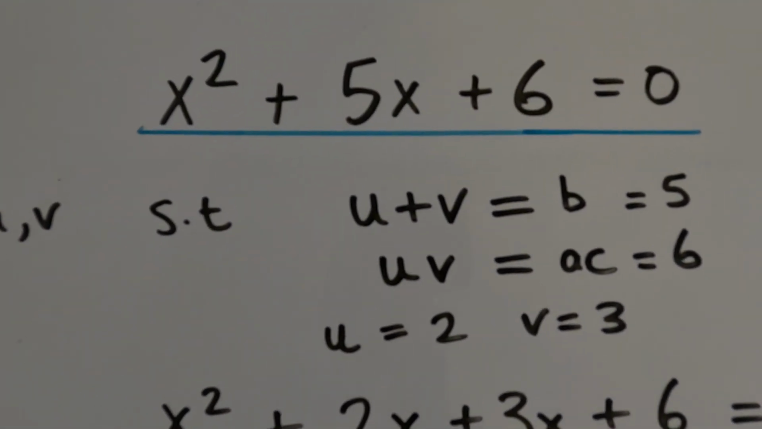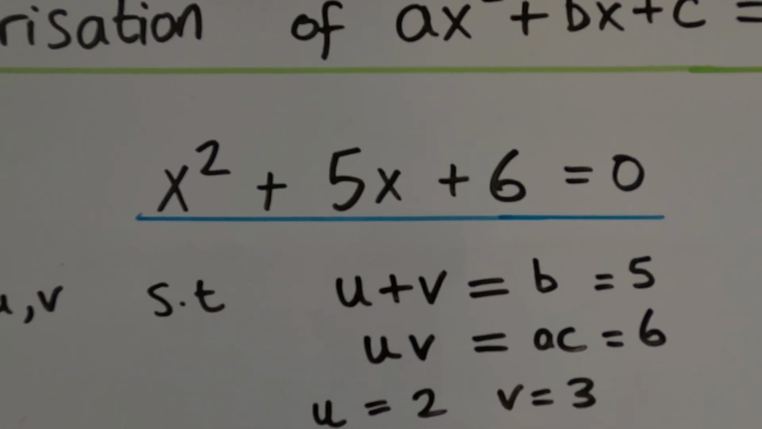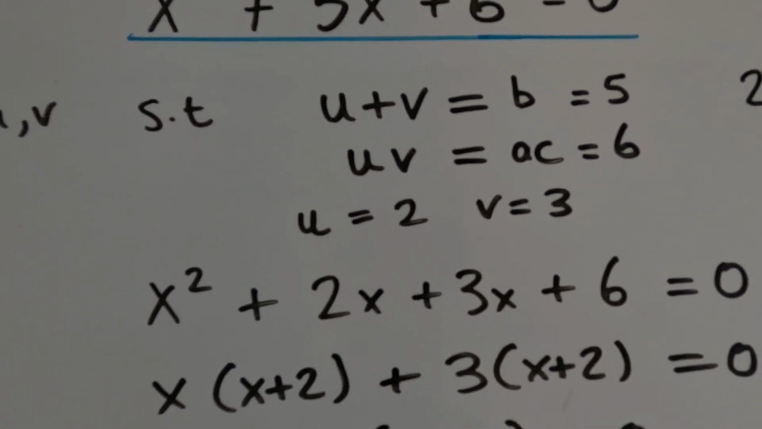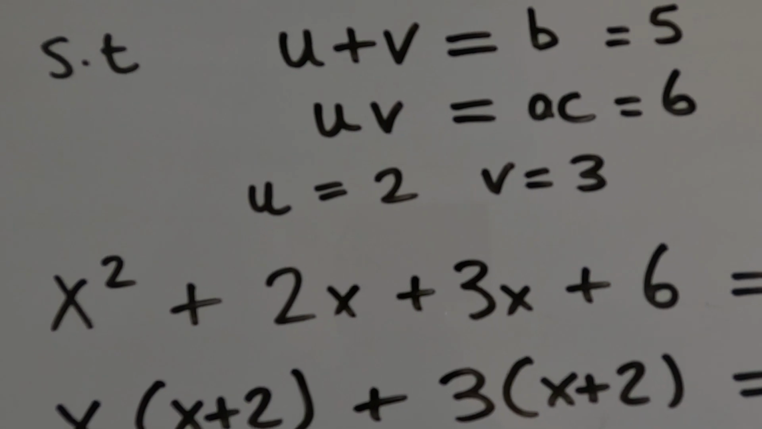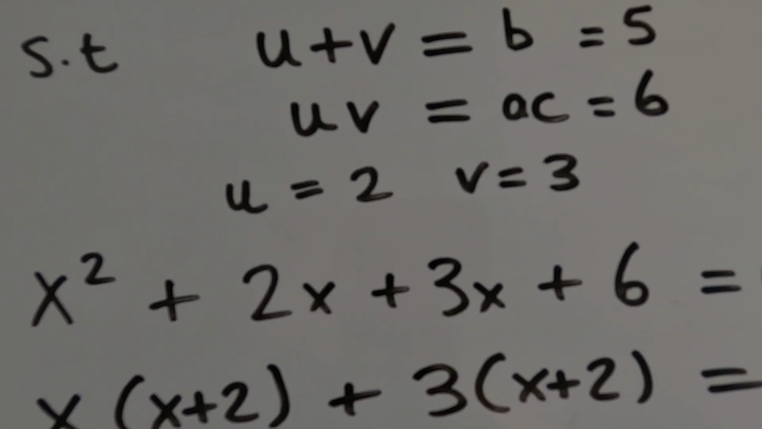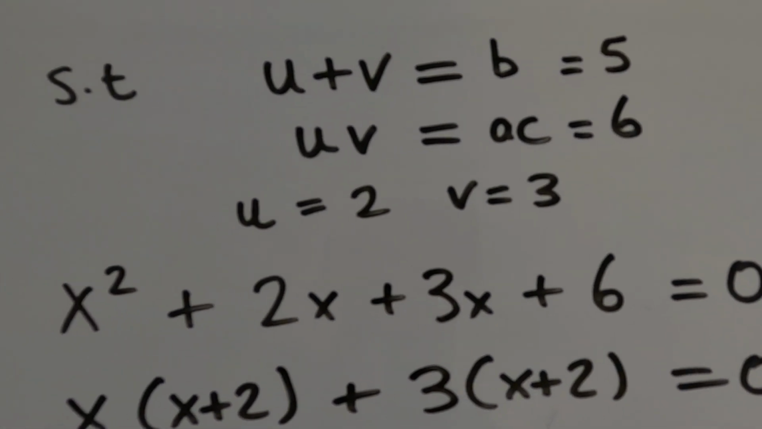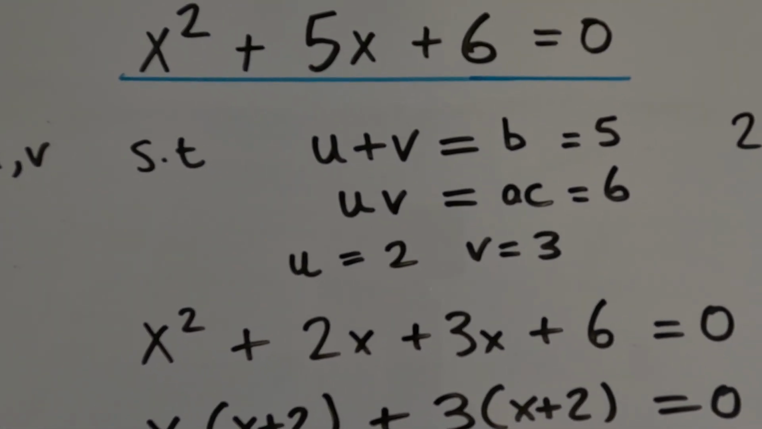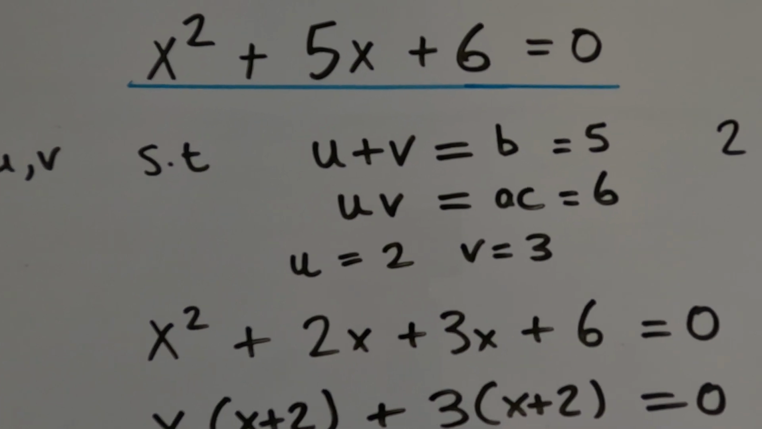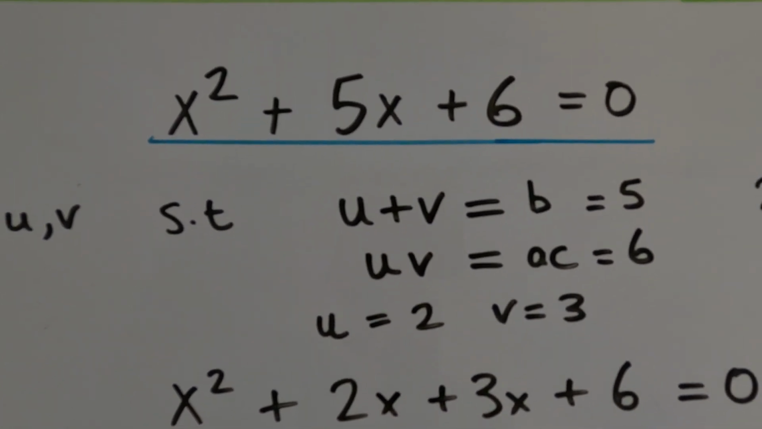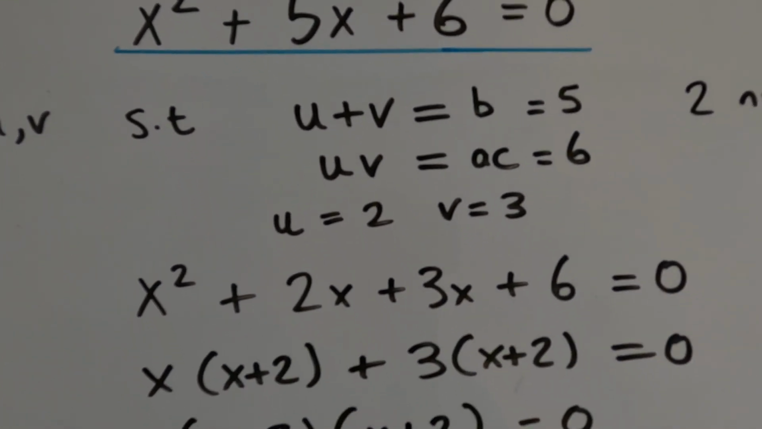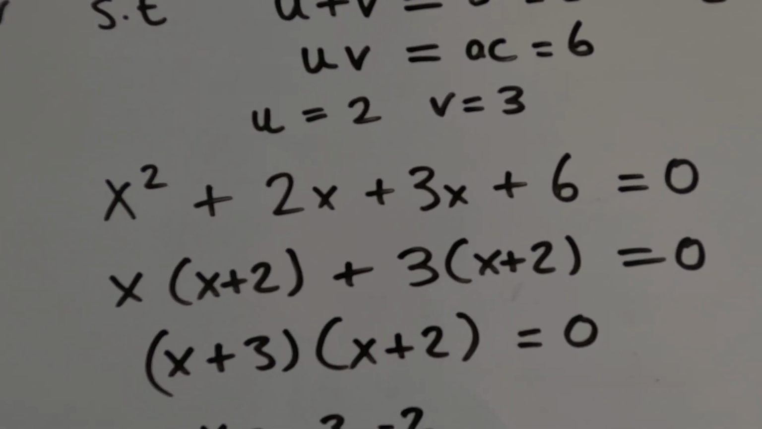So the original equation, x squared plus 5x plus 6 equals 0, now becomes x squared plus 2x plus 3x plus 6, and that equals 0. I will do the general case in a minute. I wanted to show you a specific example first. We'll prove the general case shortly.